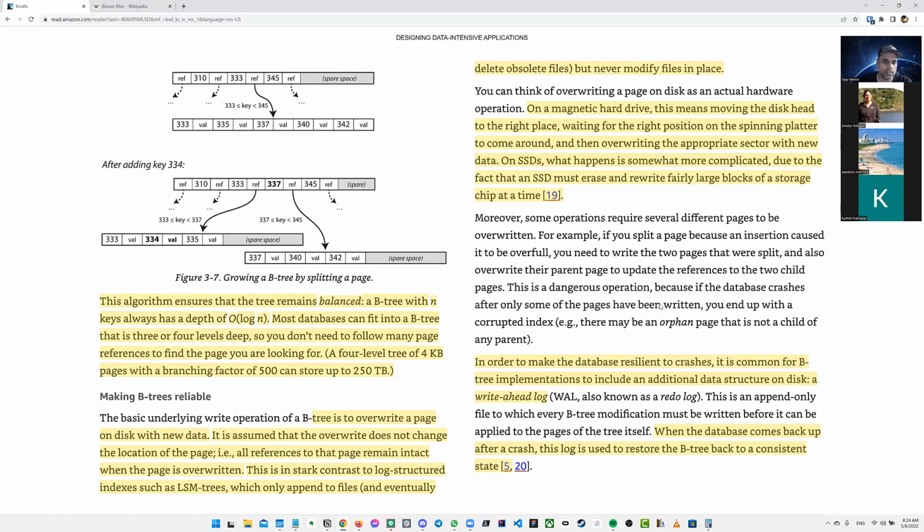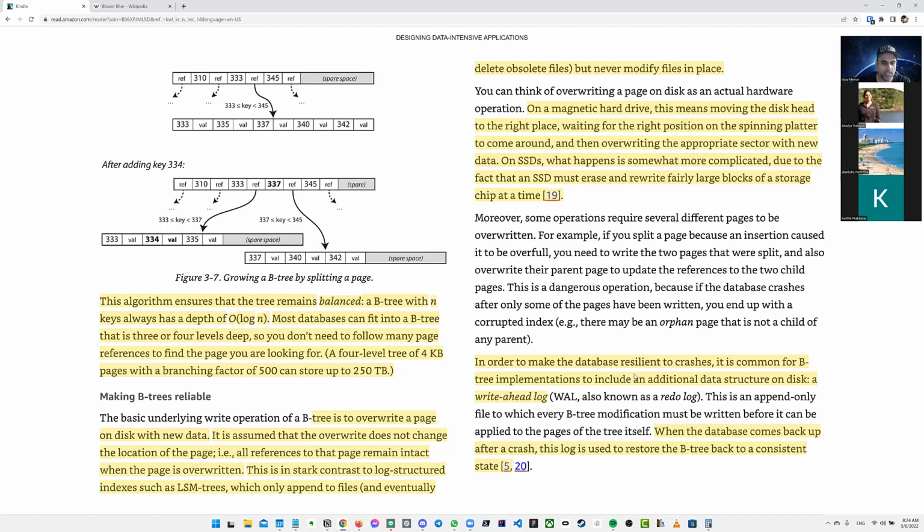Yeah, I think that's probably what he's saying here, because you have to do this erase and rewrite. But again, we can analyze this outside, and this might be a good thing to look up: what's going on with SSDs versus magnetic hard drives with B-trees. Here it says that if you split a page because an insertion was over full, this can be kind of dangerous. If the database crashes because only some pages have been written, you end up with a corrupted index. So this is kind of a downside to some of the B-trees.